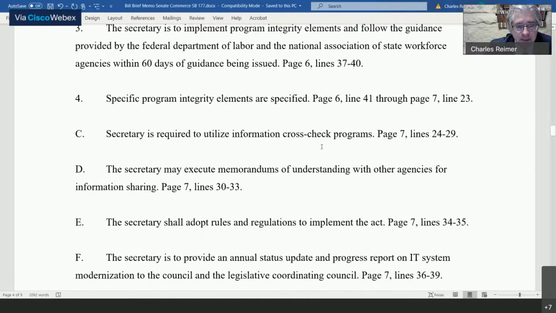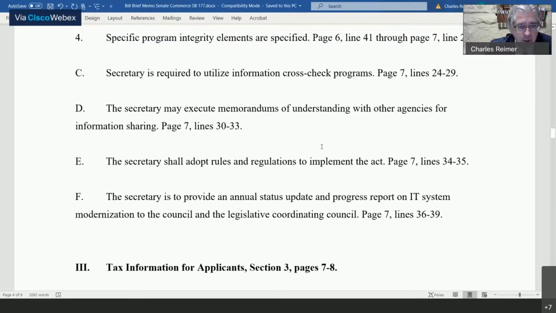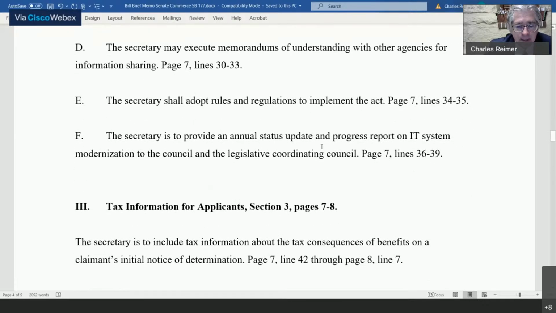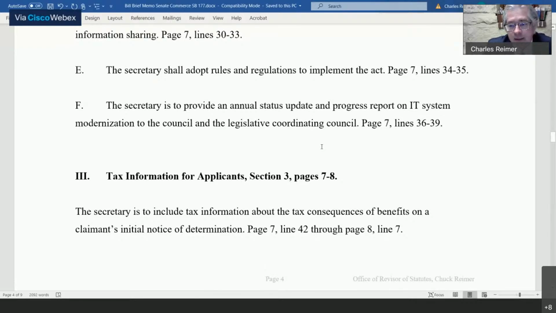And again, we have some specific program integrity elements that are specified that the secretary is to employ. With respect to the IT system, the secretary is required to utilize information cross-check programs. And we also have a provision here granting authority to the secretary to execute memoranda of understanding with other agencies for information sharing purposes. And again, rule and regulation authority is granted. The secretary is to provide an annual status update, progress report on the IT system modernization to the council and the legislative coordinating committee.